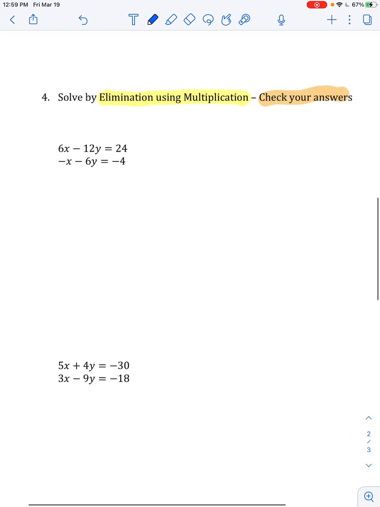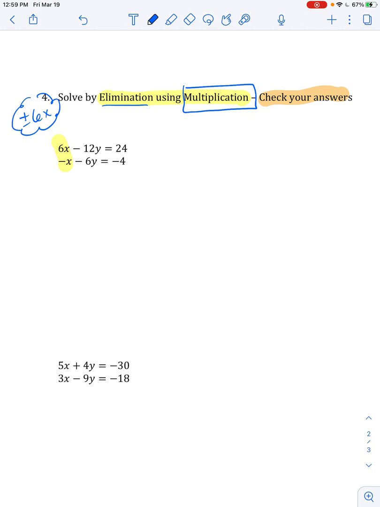We're still doing elimination, but now that equal but opposite pair doesn't exist already, so we're going to be using multiplication to help create that pair. When I look at this first one, I see a couple of different things that I could do. Probably the first thing that I see that looks pretty easy is to turn these both into a positive or negative 6x.